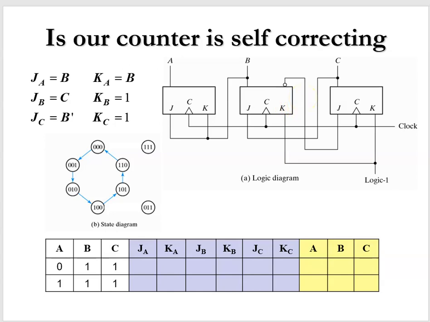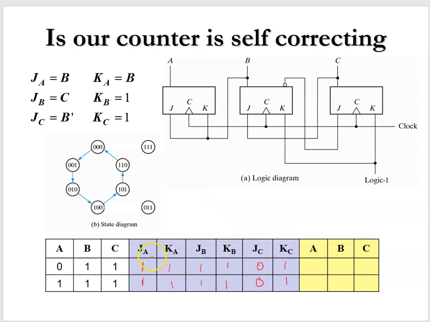So let's go through the process of making sure that we recover. We have JA equal to B. So since JA is equal to B, it's 1 if we're in state 3 or state 7. KA is also equal to B, and B is a 1, so that's just going to be a 1. JB is equal to C. C is a 1 in both these scenarios. KB is equal to 1. And then JC is B not, so JC will be a 0, and KC is equal to a 1.